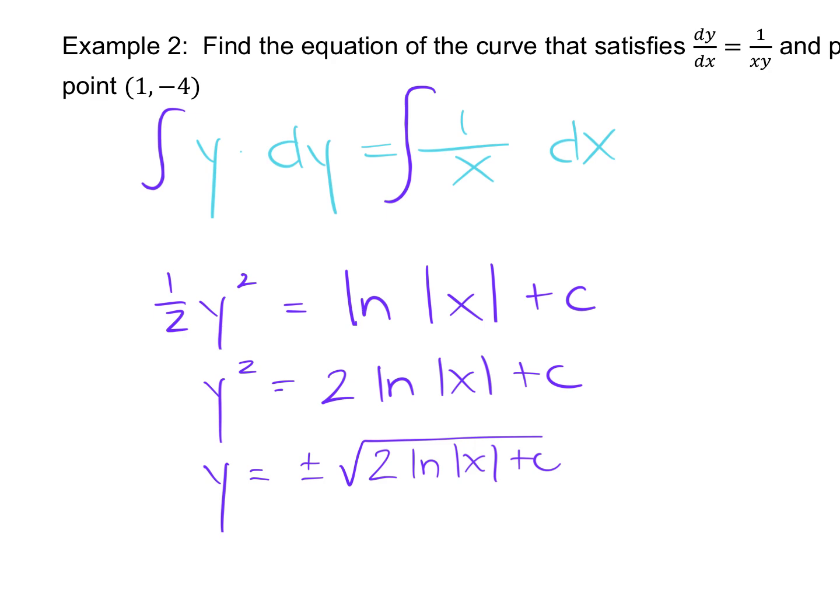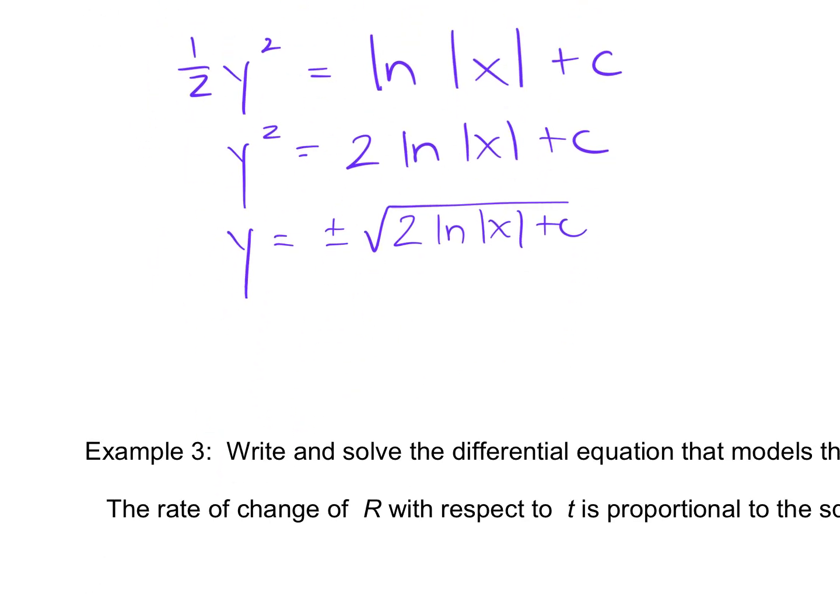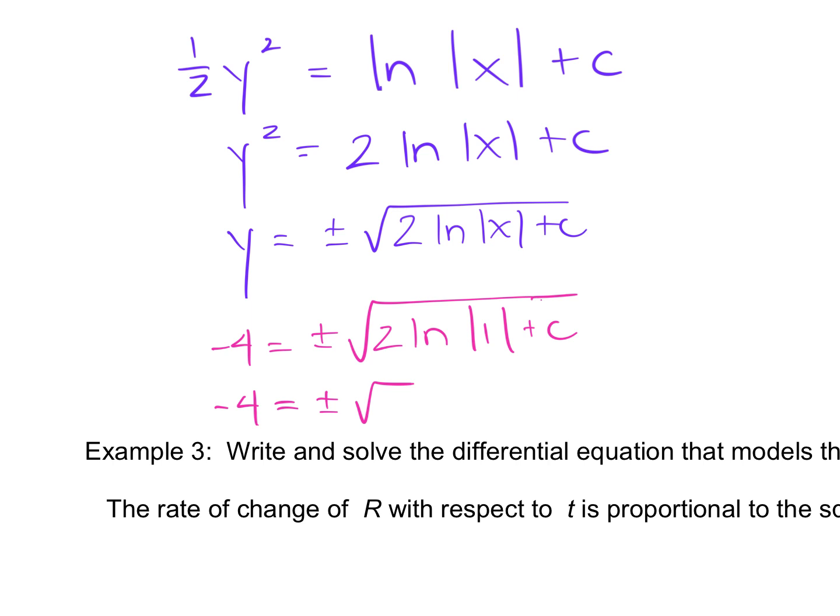What does the -4 go in for? The y. So I've got -4 in for y. And I've got what in for my x? 1. What is the ln of 1? 0. So I have then -4 is equal to plus or minus square root of what? C. So if I'd like to solve for c, what do I have to do? Square both sides, which tells me my c is equal to what? 16.